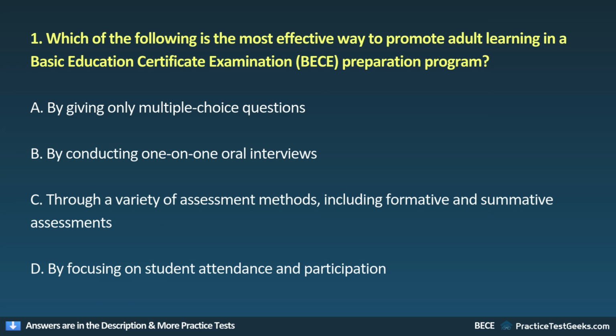1. Which of the following is the most effective way to promote adult learning in a Basic Education Certificate Examination, BECE preparation program? A. Encouraging rote memorization of facts. B. Focusing on passive listening during lessons. C. Using active learning strategies such as discussions and group activities. D. Limiting assessment to only written exams.